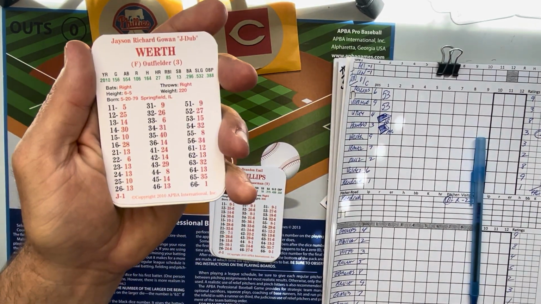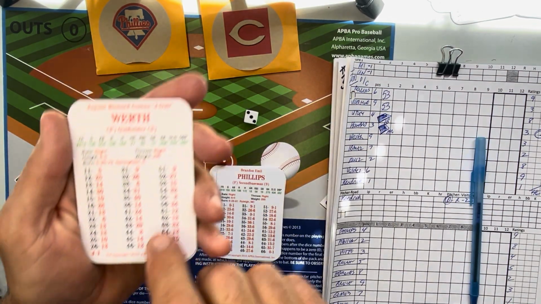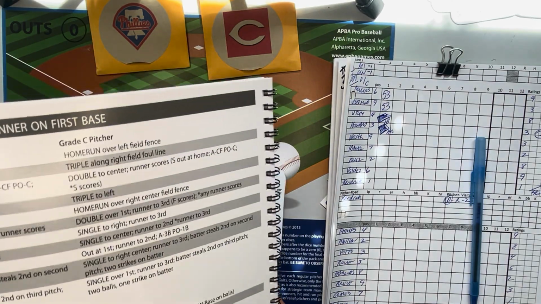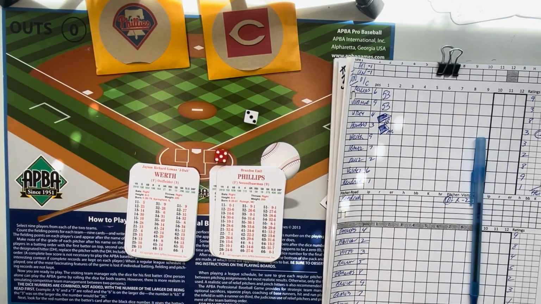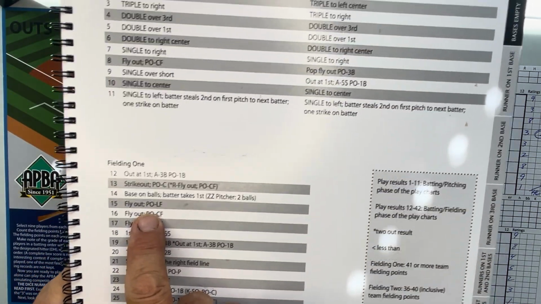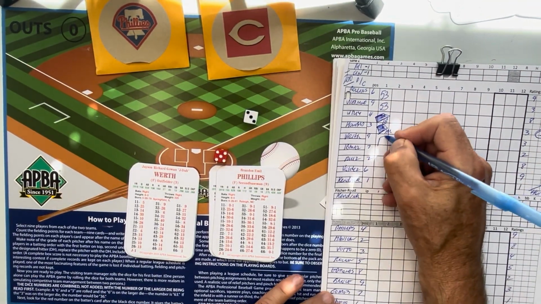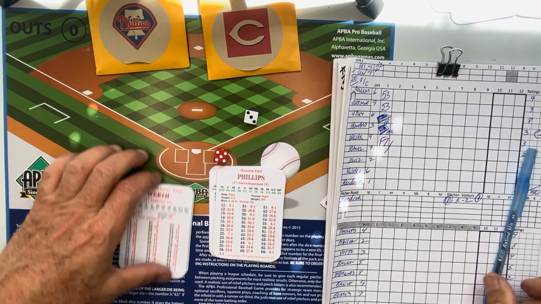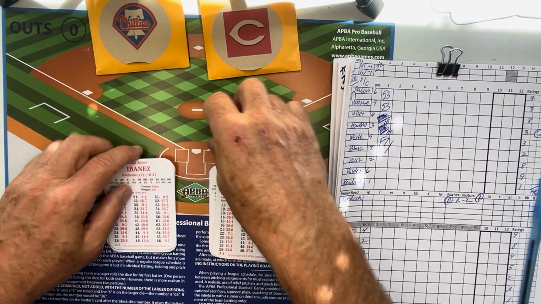Next up is Jayson Werth. We roll a 53. A 53 is a 15. So now we're going to go back to bases empty. And fielding 1, number 15, is going to be a fly out to left field. So Werth is going to fly out, and we get 2 runs on 2 hits for the Phils. And they're looking to sweep the Reds in this series.